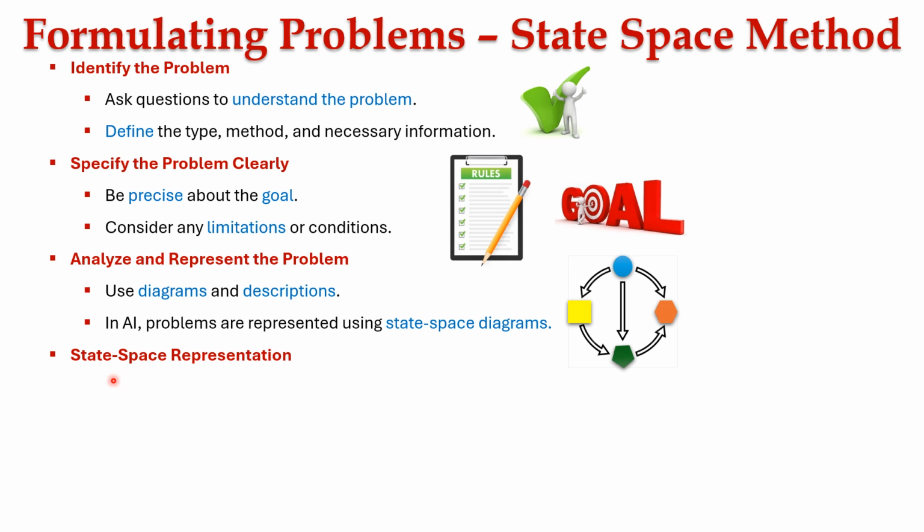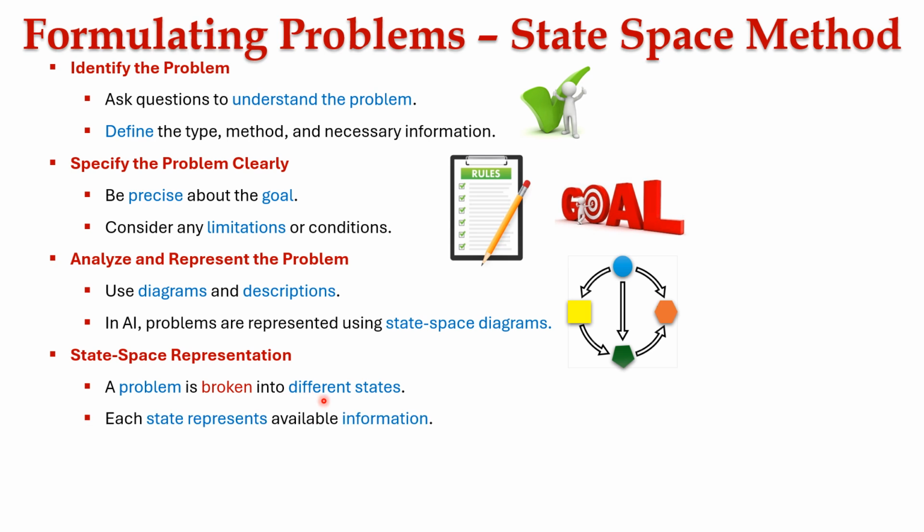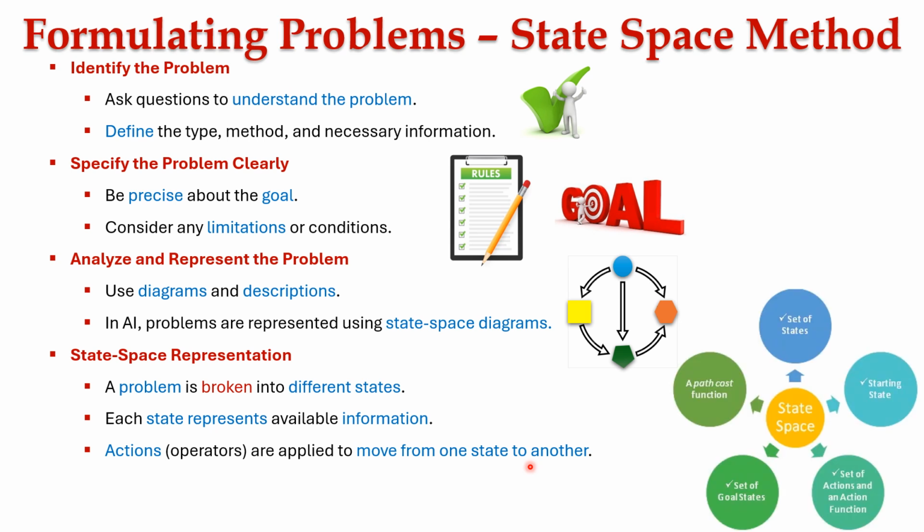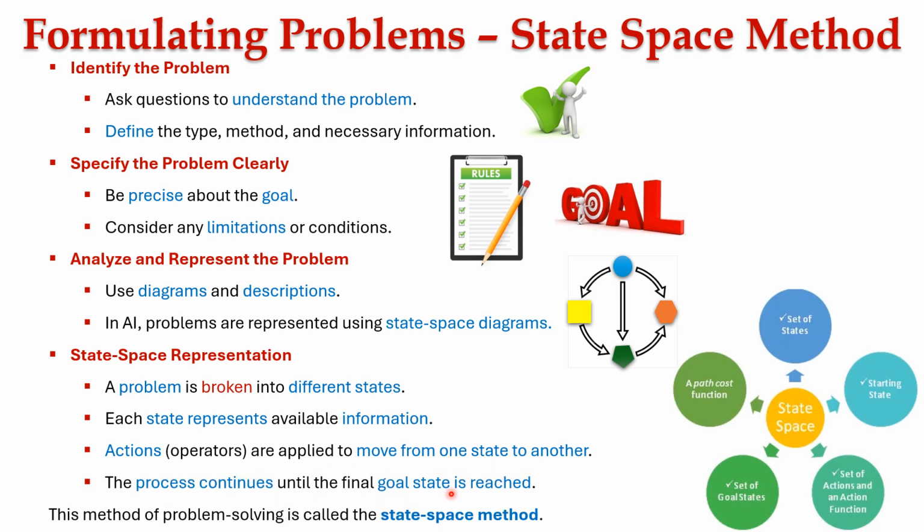The fourth step is state space representation. Here a problem is broken into different states. Each state represents the available information. Actions or operators are applied in order to move from one state to another state in the state space. The process continues until the final goal state is reached. So this method of problem solving is called the state space method.